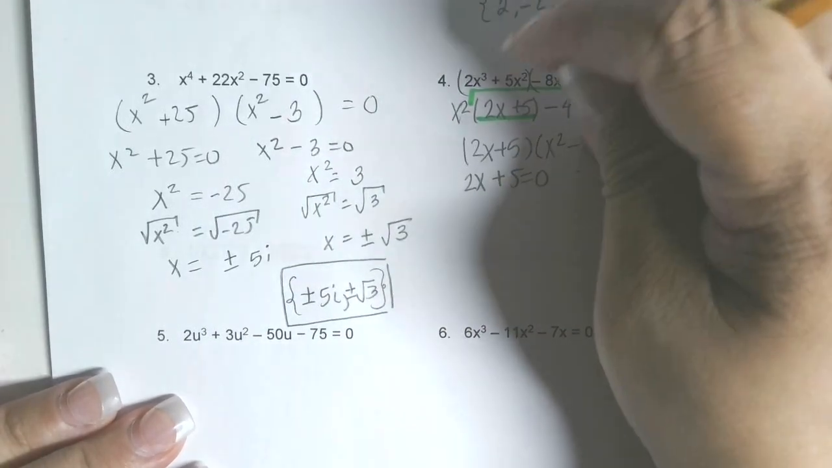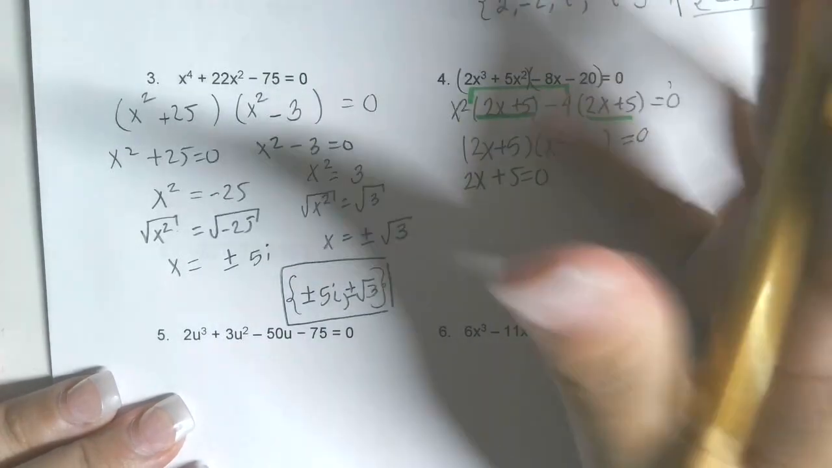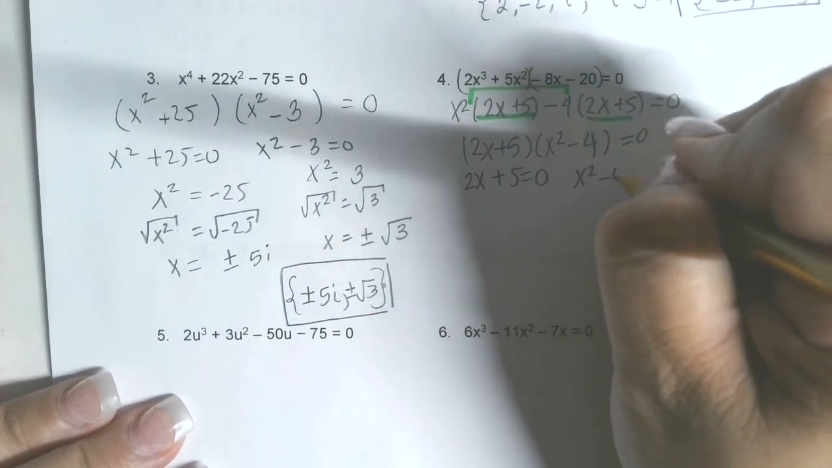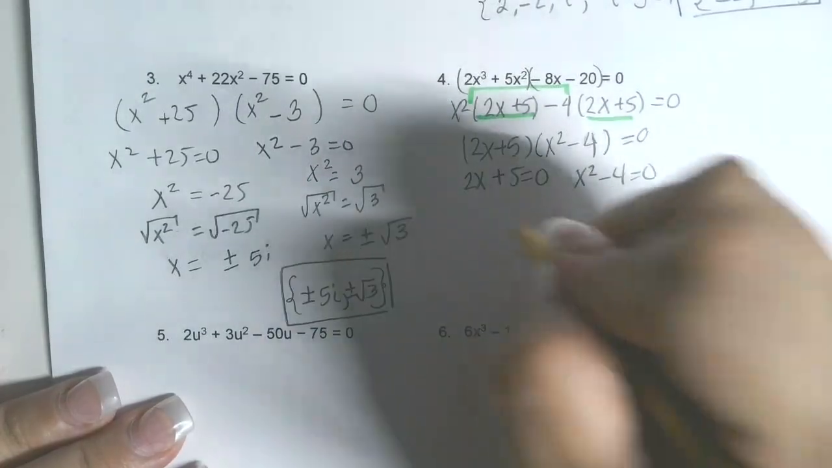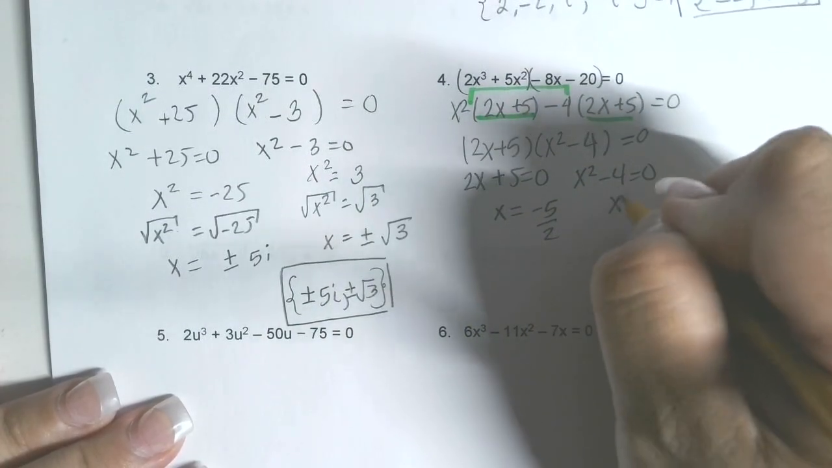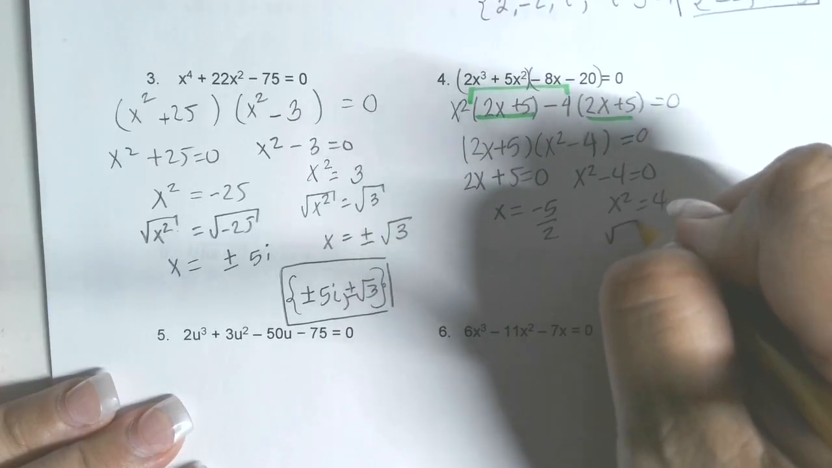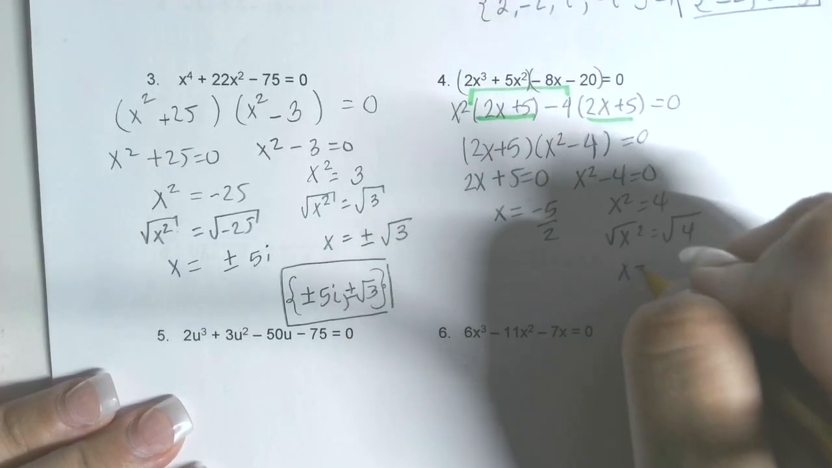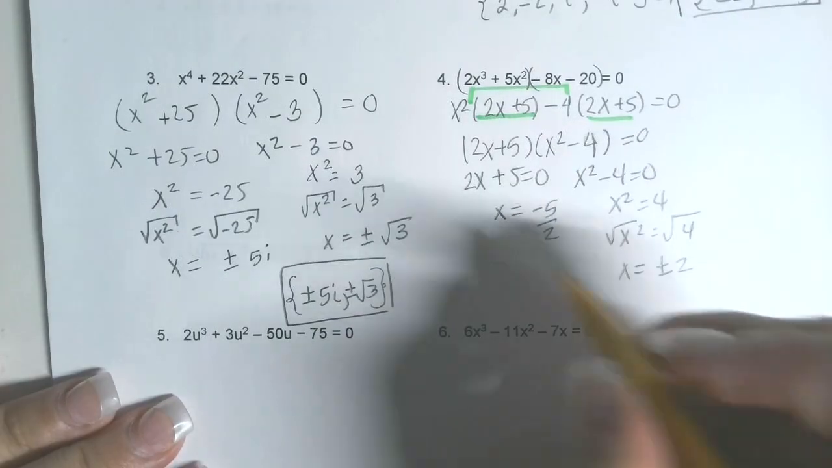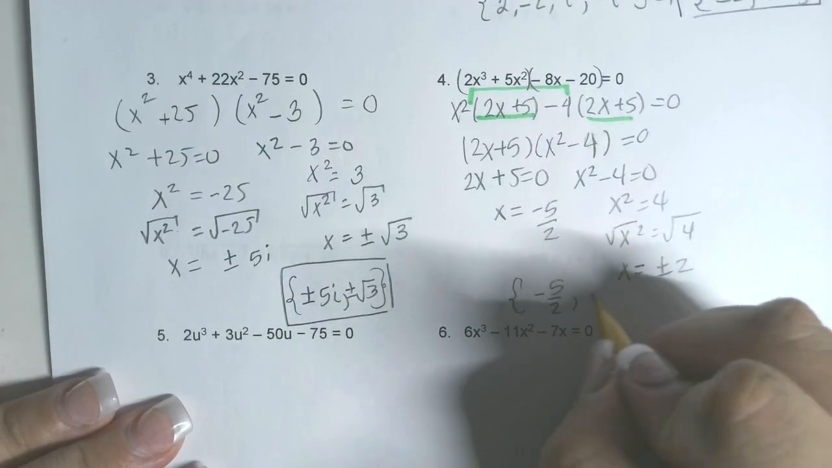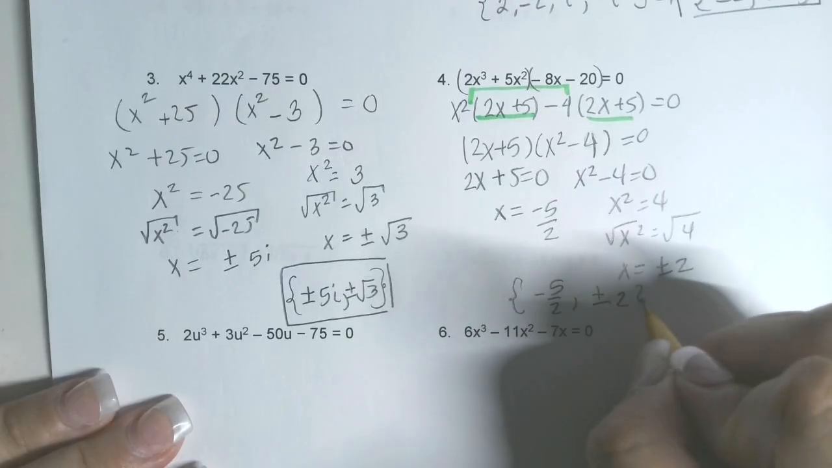Is that a 9? Oh, that's a 4. Sorry, I have to reread it. x squared minus 4 equals 0. So then I get x equals negative 5 halves. x squared equals 4, x equals positive and negative 2. So my solution set is negative 5 over 2, comma, positive and negative 2.